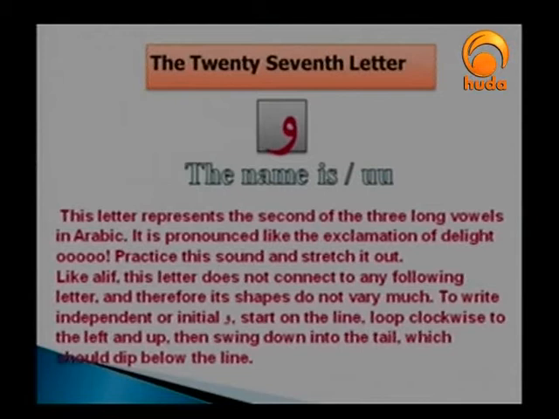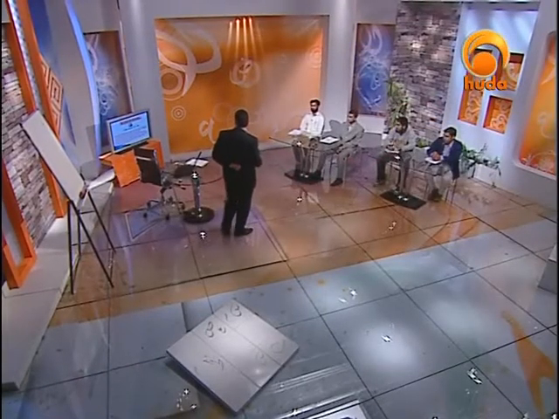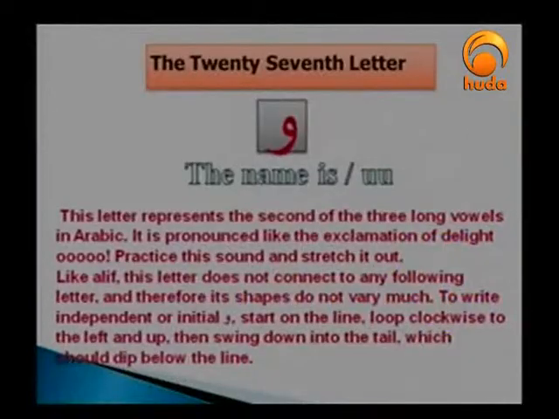Like aleph, this letter doesn't connect to any following letter. But probably it can be connected with the previous one, not with the following one. This letter doesn't connect to the following letter, and therefore its shapes do not vary much. To write independent or initial waw, start on the line. Here it is, the style of writing waw is this way.